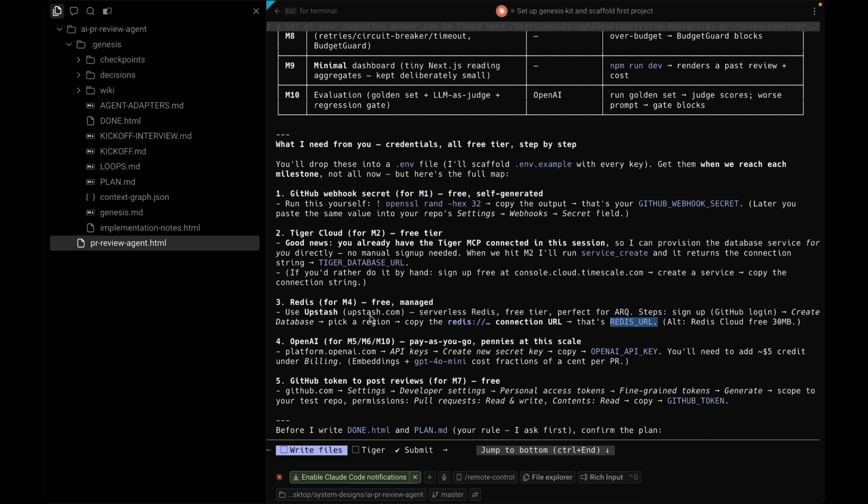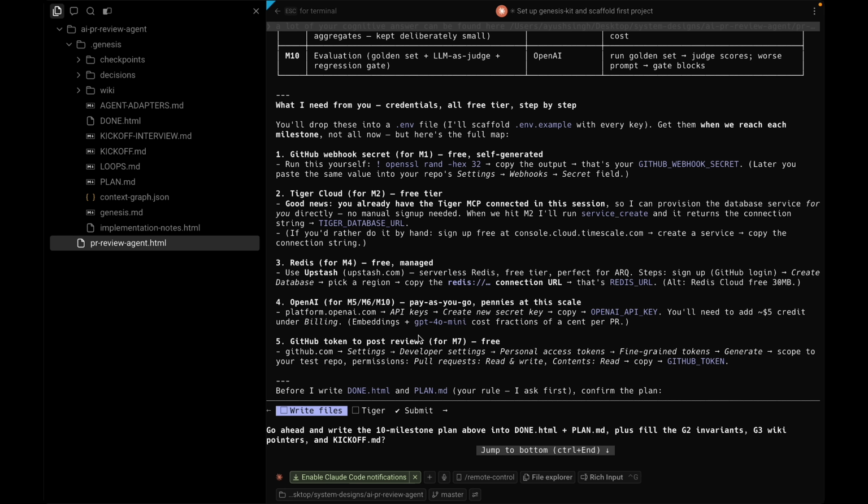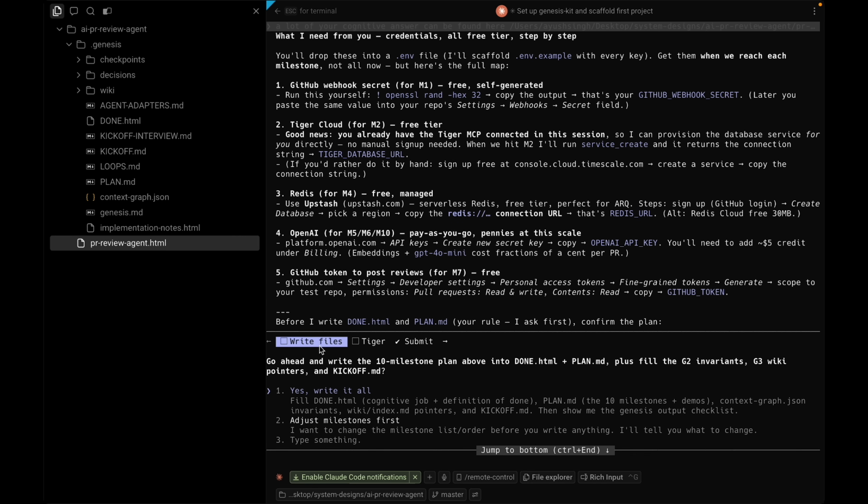I'm not sure in this. Maybe you pick a region, you create a database, then you have a connection URL from Upstash itself. Then for OpenAI, for pay-as-you-go, pennies at the scale. So basically you're going to use an API key, and I'm going to use Bedrock, whatever I have in my current system. GitHub tokens to post reviews for M7, which is GitHub, which is basically I need to be able to post it back, right? So I should have something.